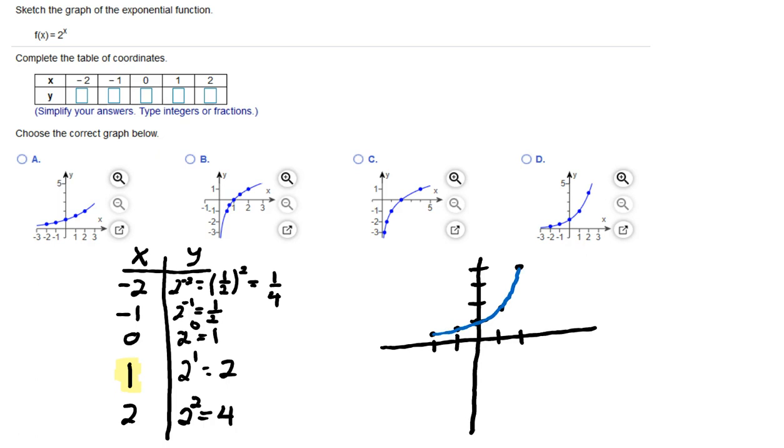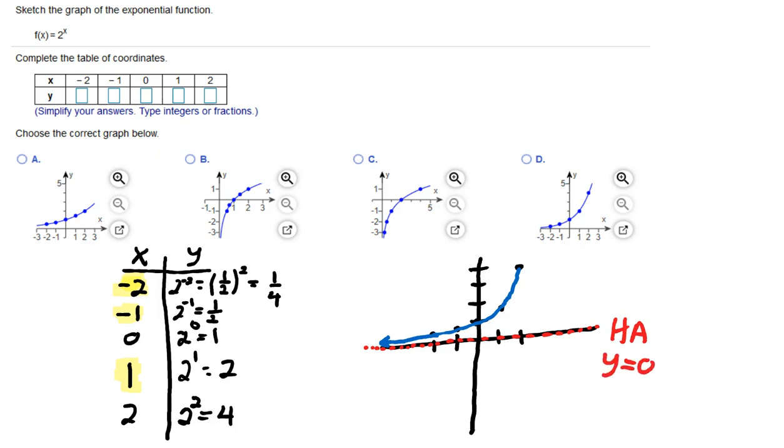Now we think about what's happening if we want to continue this line. If I choose values along this path, like -3, what's going to happen is we'd get +1/8. So this curve is getting closer and closer and closer to 0 without ever touching it. And because that's happening, we have a horizontal asymptote right on top of the x-axis. That's a horizontal asymptote at y equals 0.